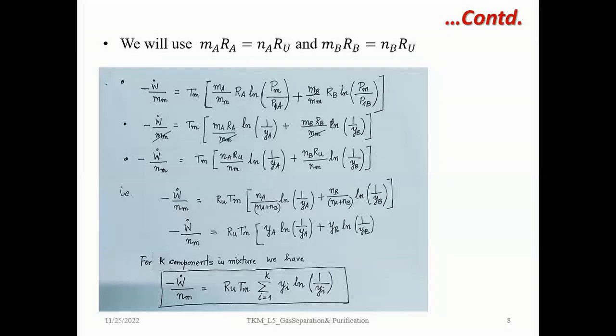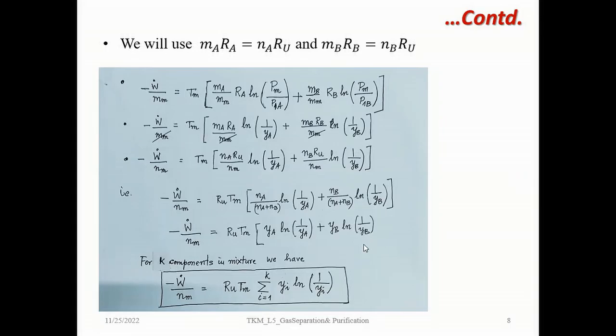Just we are writing it as 1 by Ya, and similarly Nb by Na plus Nb into ln 1 by Yb. What is Na by Na plus Nb? Na by Na plus Nb is nothing but Ya again, because the number of molecules of A divided by the total number of molecules again represents the mole fraction of A. So minus W dot by Nm dot is equal to Ru Tm into Ya ln 1 by Ya plus Yb ln 1 by Yb. A bracket is missing here. You can put the bracket.